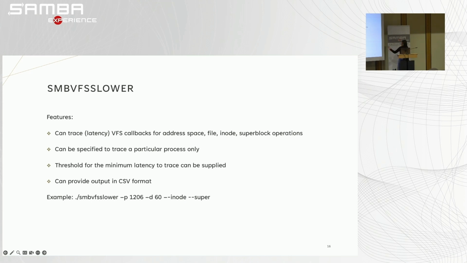You can specify it to trace a particular process only. You can specify it to trace some minimum latency. Like here, SMB VFS slower is going to trace it only for process ID 1206. We'll trace it for 60 seconds only. That's the -d command line option. And only trace for inode and superblock requests.